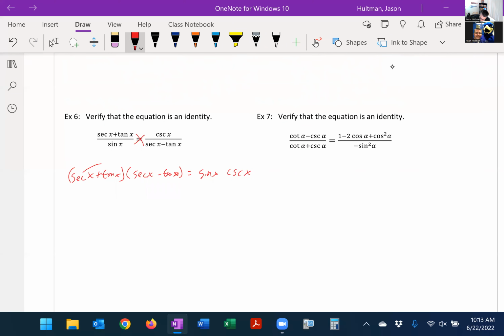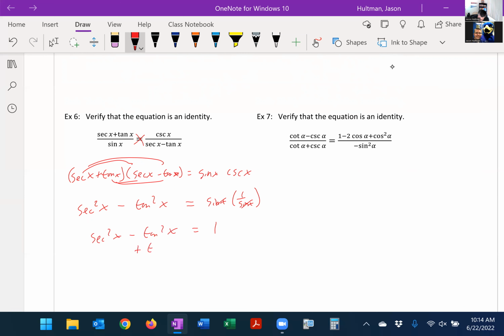Then I would FOIL this out again, and I end up with what's called the difference of two squares. The middle terms will drop out again, and we're just going to get secant squared x minus tangent squared x. And then over here, we're going to get sine x times 1 over sine x. And so those cancel out, they just become 1. And so I get secant squared x minus tangent squared x, does that equal 1?